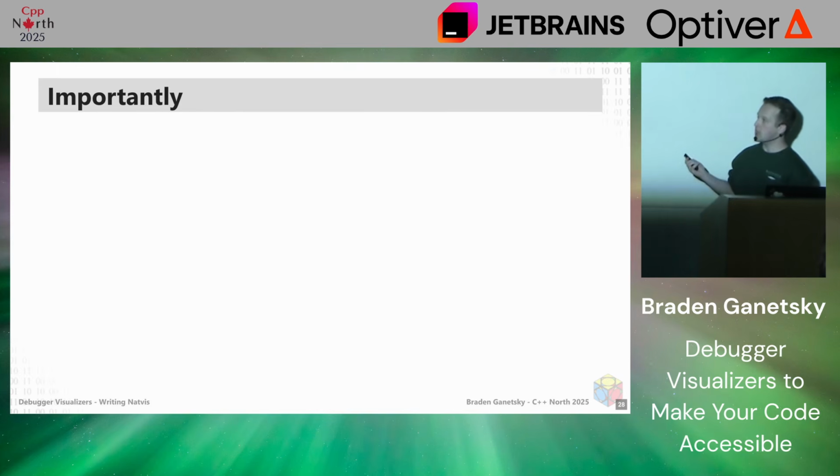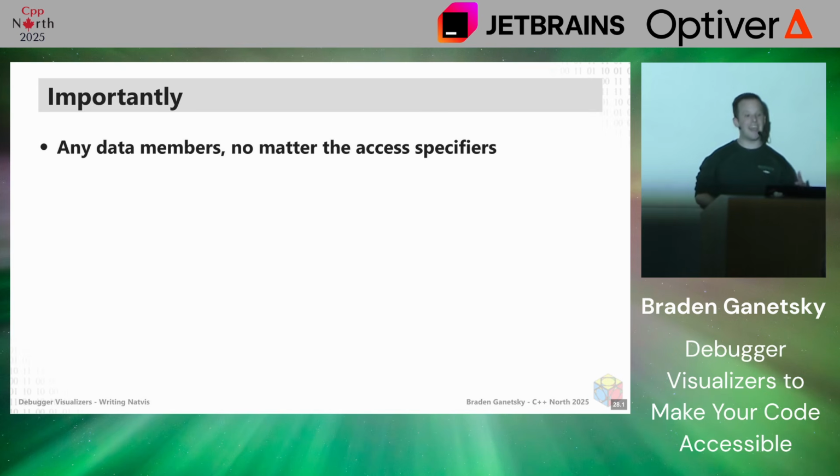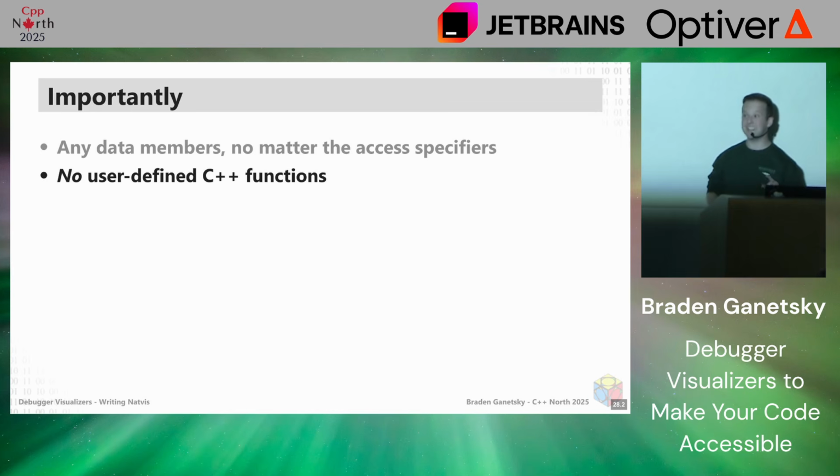So importantly, we can access any data members no matter the access specifiers, because we're in the debugger, we're just looking at the data. And if you have the symbols, you have the symbols of even the private things, because that's just how the compilers and tools work. So you can access any data member, but you cannot access any functions. You cannot call into any user-defined C++ functions in the Visual Studio Debugger. You actually can call into, I think, C# functions in the VS Debugger, but not C++ functions.